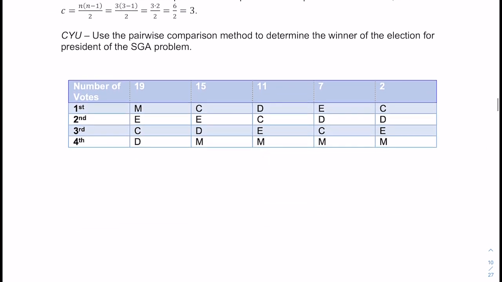When you're doing the student government problem, now you have 4 people. To figure out the number of comparisons, I'm just going to remember that n is 4. So the number of comparisons is going to be 4 times 4 minus 1 over 2. When you simplify that, that's going to tell you how many comparisons you would need.